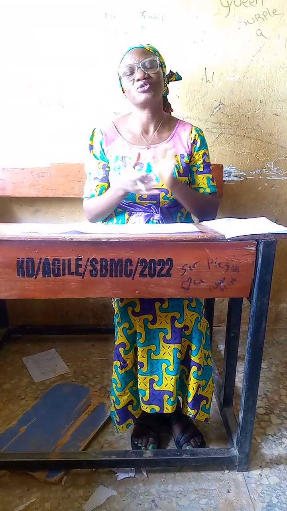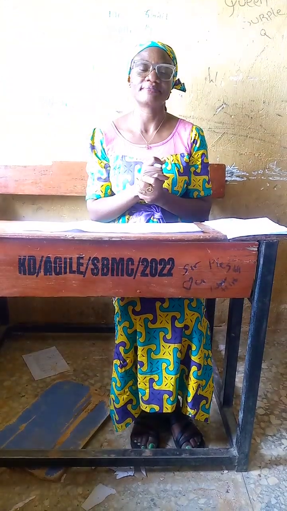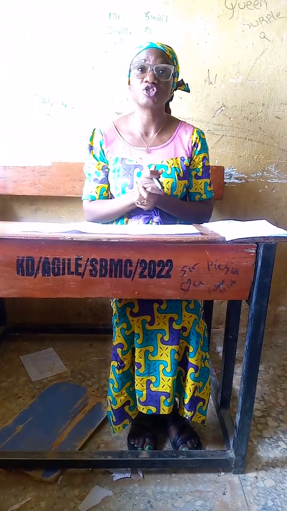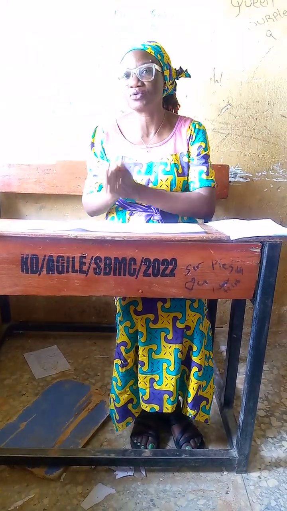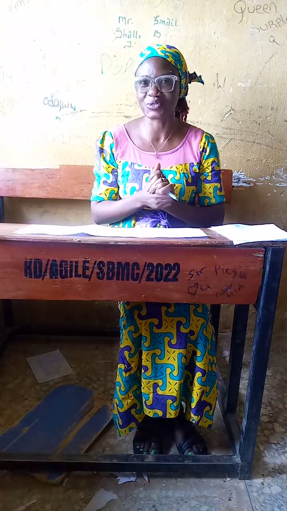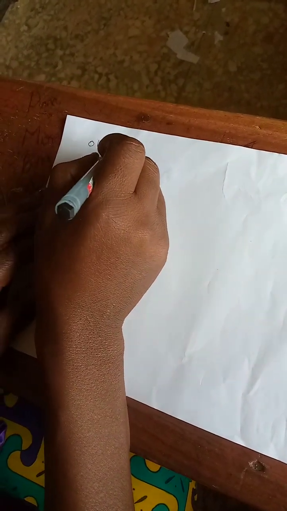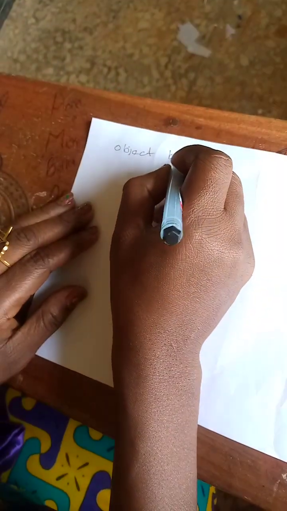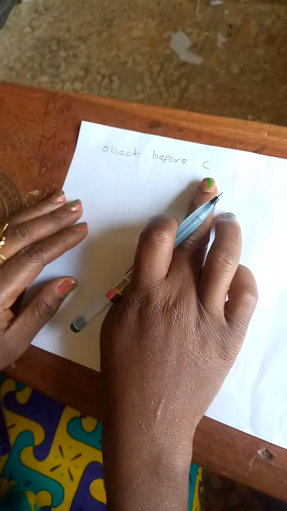So today we are going to be doing spherical mirrors, and then we'll consider positions of images for objects placed at different positions on the principal axis. Stay with me as we do this together. We're going to be considering objects before C, that's before the center of curvature.